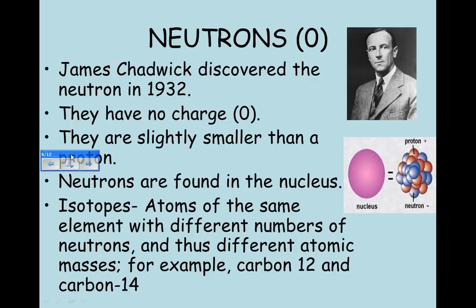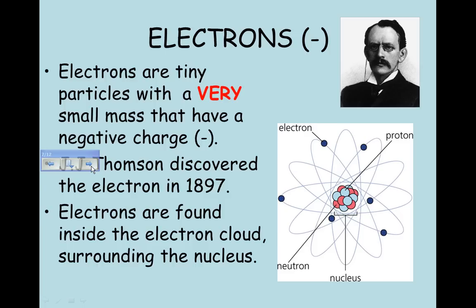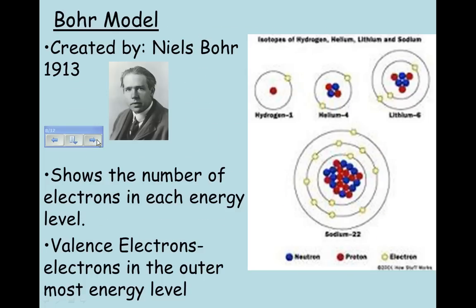Electrons are tiny particles with a very small mass that have a negative charge. J.J. Thomson discovered the electron. They are found inside the electron cloud surrounding the nucleus. Niels Bohr, 1913. The Bohr model shows the number of electrons in each energy level. Valence electrons are going to become something that are really important to you here soon. They are the electrons in the outermost energy level.